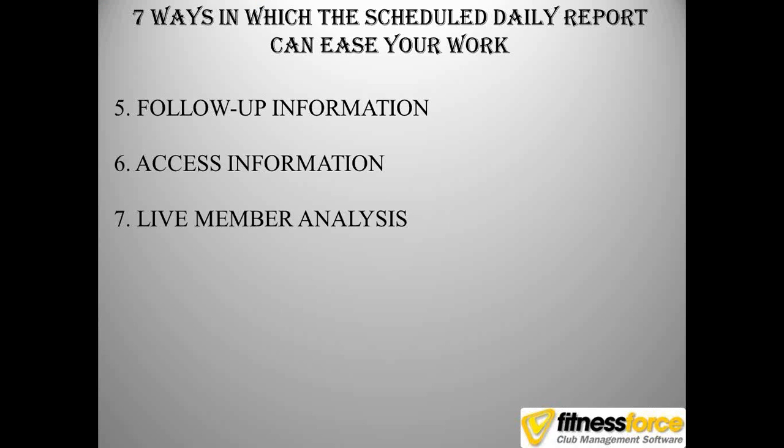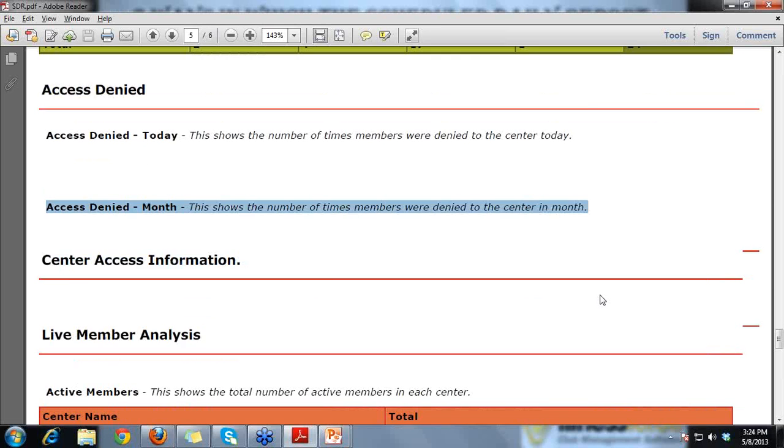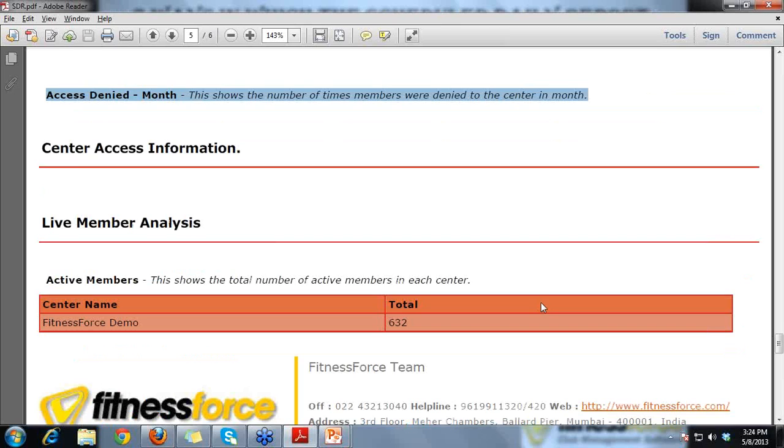Moving on to the last information which you get on your daily report, which is live member analysis. Now, live member analysis means how many live members are there in your club currently. These are the number of clients who come to your gym for workout. Their membership is live, active. Now, live members will not include those clients whose memberships are frozen, suspended, or inactive. This will give you a figure of only those memberships which are active and of those clients who can access the gym. So live member analysis shows you how many live members you have currently, the active members in other words.